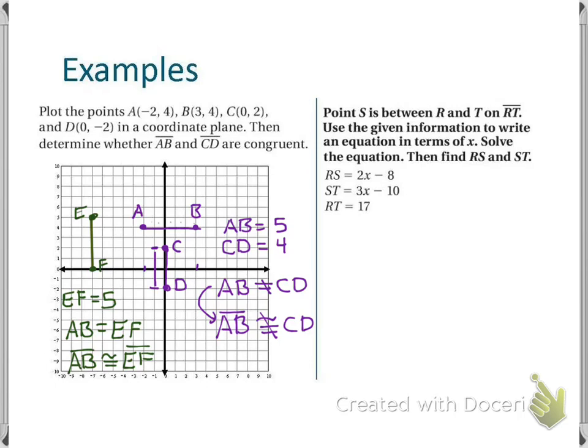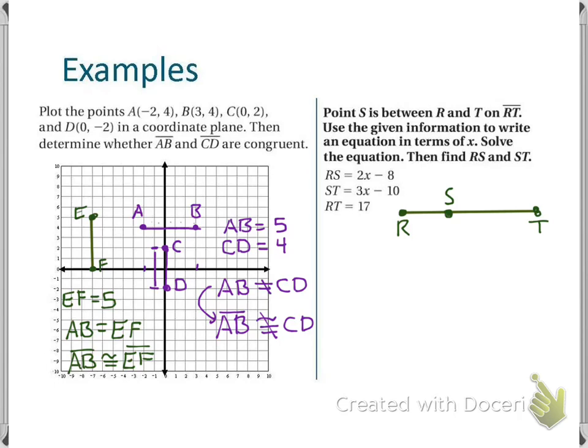Okay, so let's change gears now. Now we're looking at a segment addition problem. An important thing you're going to see on these problems over here on the right is you have to set up the diagram correctly. So it tells us that point S is in between R and T on segment RT. So that means R and T are endpoints and S is somewhere between them. Where? We don't know. It's just somewhere between them.